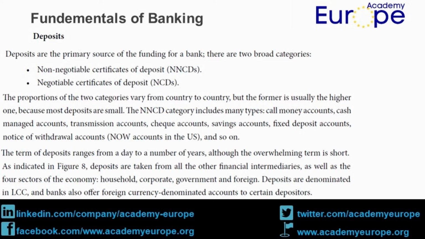The proportions of the two categories vary from country to country, but the former is usually the higher one, because most deposits are small. The NNCD category includes many types: call money accounts, cash managed accounts, transmission accounts, check accounts, savings accounts, fixed deposit accounts, notice of withdrawal accounts, NOW accounts in the US, and so on. The term of deposits ranges from a day to a number of years, although the overwhelming term is short. As indicated in Figure 8, deposits are taken from all the other financial intermediaries, as well as the four sectors of the economy: household, corporate, government and foreign. Deposits are denominated in LCC, and banks also offer foreign currency denominated accounts to certain depositors.